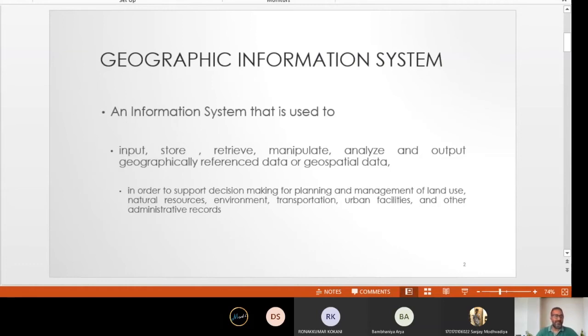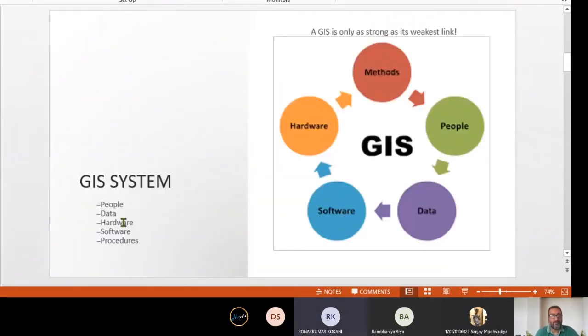Has the slide now been changed? I'm on the third slide. No, sir. Okay. Yes, sir. Now the third slide. Now it's visible. Yes, sir. Okay.